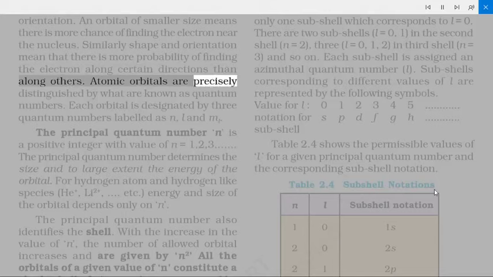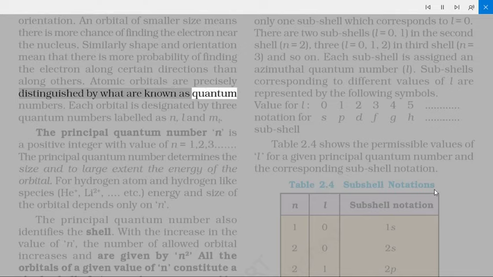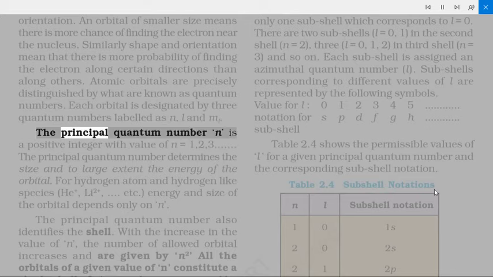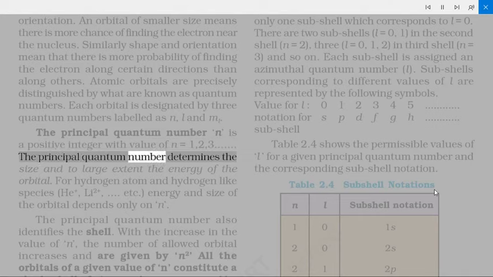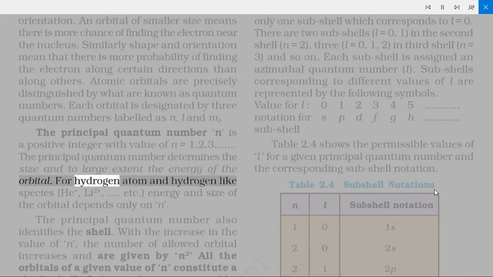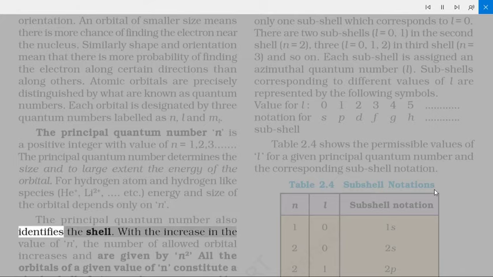Atomic orbitals are precisely distinguished by what are known as quantum numbers. Each orbital is designated by 3 quantum numbers labeled as n, l and ml. The principal quantum number, n, is a positive integer with value of n equal to 1, 2, 3. The principal quantum number determines the size and to large extent the energy of the orbital. For hydrogen atom and hydrogen-like species, He+, Li2+, etc., energy and size of the orbital depends only on n. The principal quantum number also identifies the shell.